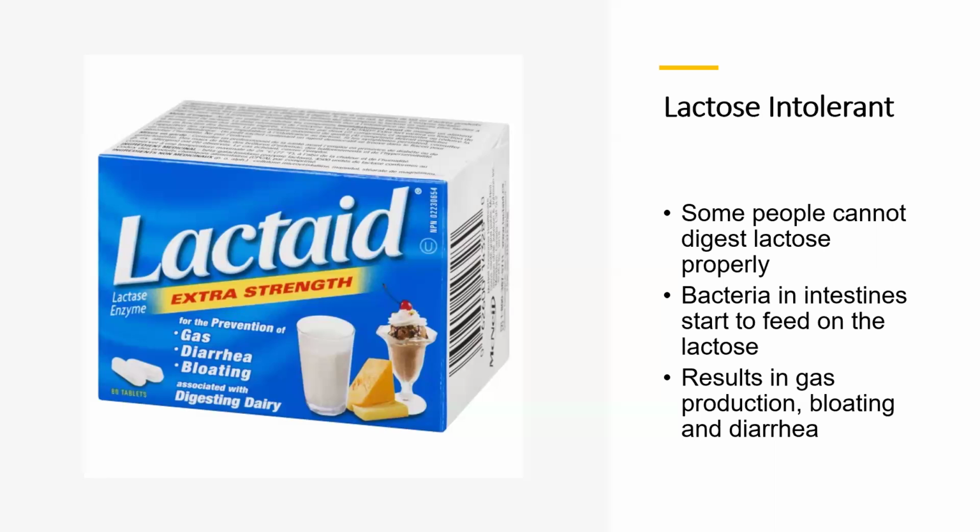So lactose intolerant people don't have the enzyme, we'll learn about that next class, to break down the lactose. And so the bacteria in their system will break it down for them. In the process, it creates a lot of gas and bloating and makes you feel unwell.